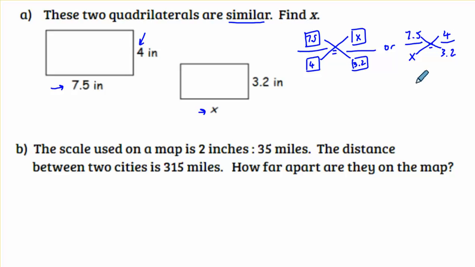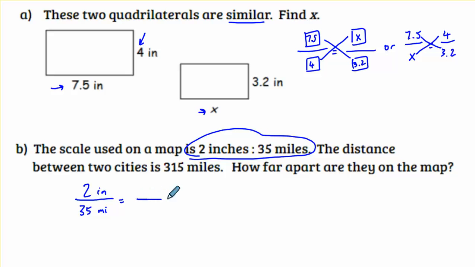For B, we have a scale drawing here with the map basically. And so this is our scale, which is our ratio. And so we could write it as 2 inches is to 35 miles. And I'm writing the units because it's really helpful as a reminder of where my other parts of my proportion are going to go.